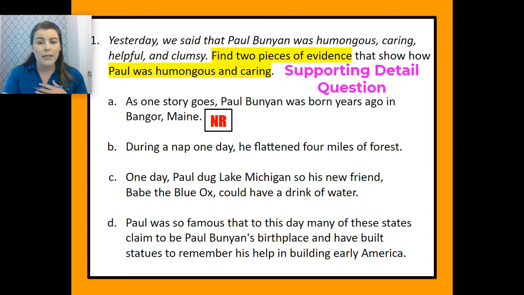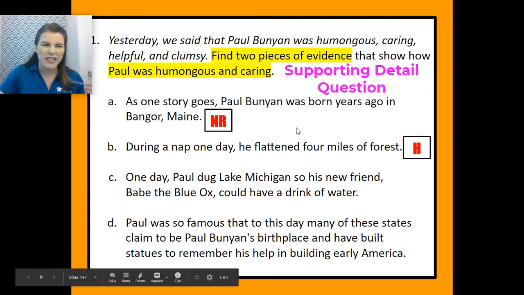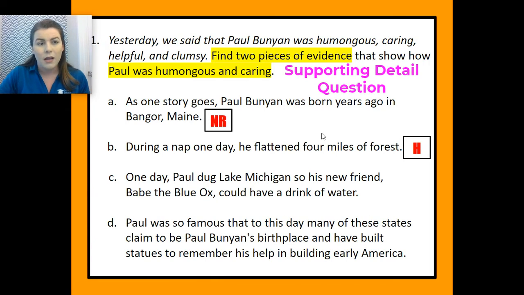B, during a nap one day, he flattened 4 miles of forest. What do you think? Does this show that Paul was humongous? Yeah, it does kind of show us that he was humongous. I put an H here to help us remember what trait the evidence was supporting. The fact that he flattened 4 miles of forest because he laid down to take a nap, he has to be pretty big to flatten out that whole area. So I agree, that does show that he was humongous.